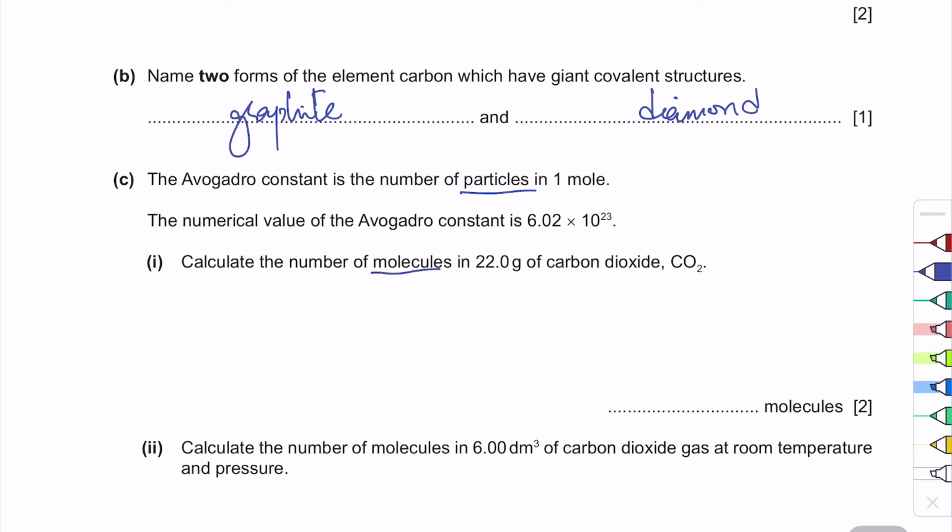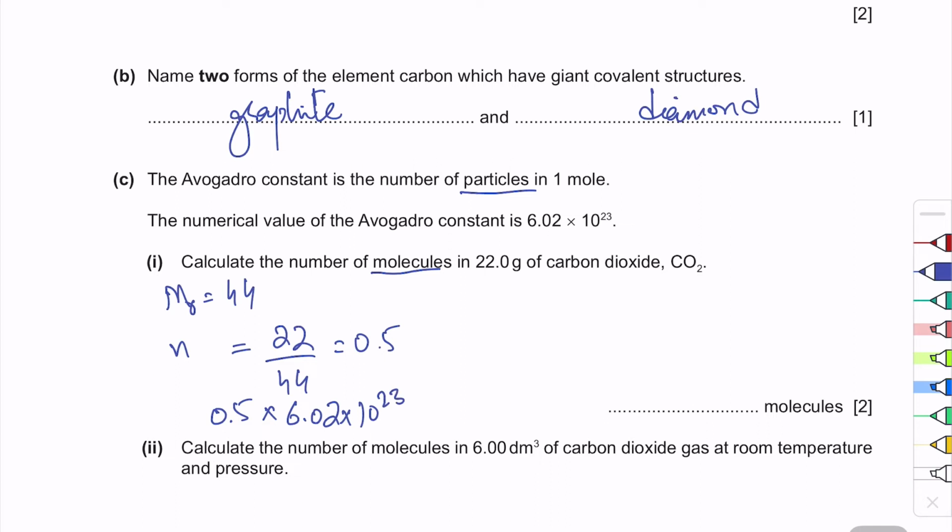So let's first figure out how many moles we have. Carbon dioxide's Mr, I know, is 44: carbon is 12 and 2 oxygen is 32. 32 plus 12 is 44. So the number of moles is 22 over 44, that is 0.5. Now I'll multiply it by Avogadro's number, which is 6.02 times 10 to the power 23, which will give me 3.01 times 10 to the power 23 molecules.